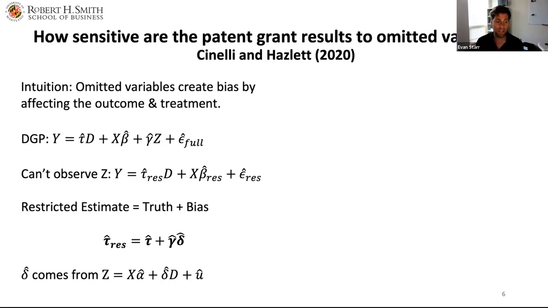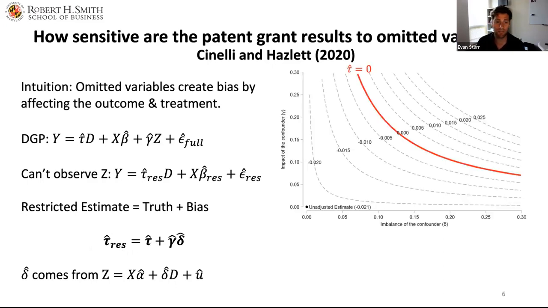The method of Cinelli and Hazlett is very, very simple. All they do is take this equation that I've bolded here, and they realize that you estimate tau hat res from your data, and then you can basically do a grid search for different values of delta and gamma. For different values of delta and gamma, that will help you back out what the truth is. The way that they show this is via a contour plot. The way to look at this graph is first to look at the axes here. The axes are delta and gamma.